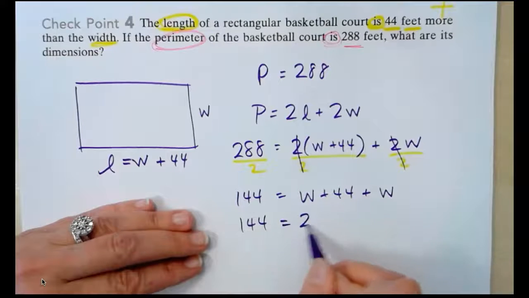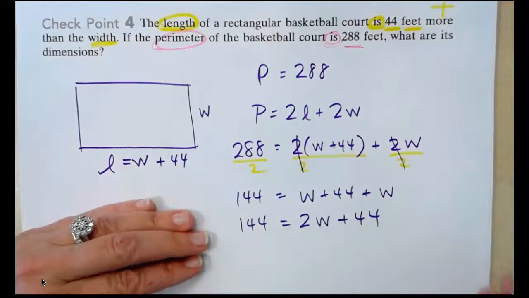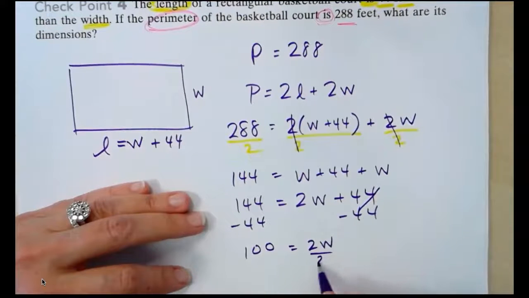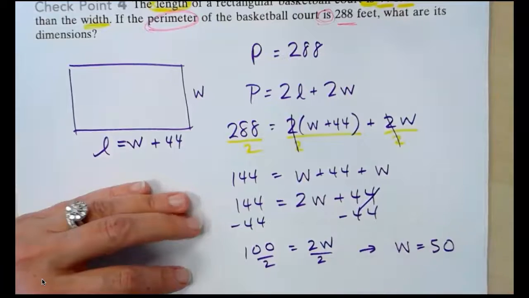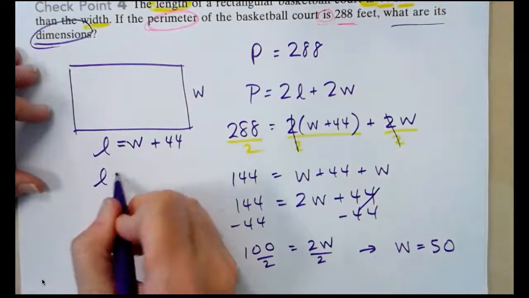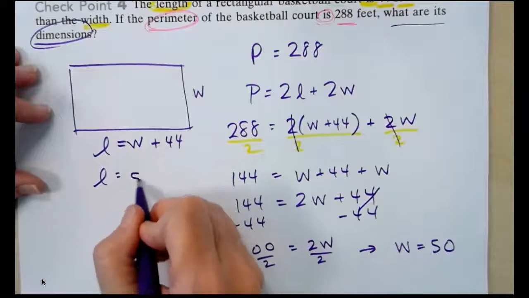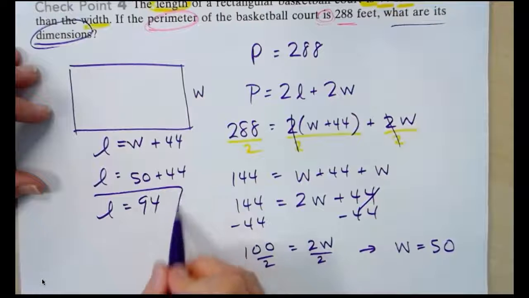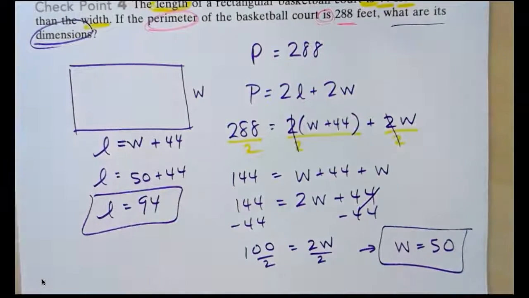Combine like terms. And solve. Minus 44, minus 44. 100 equals 2W. So if 100 equals 2W, divide by 2, work this way. W equals 50. What are the dimensions? Don't just stop at the width, go for the length. The length is the width plus 44, 50 plus 44. That is 94. The length is 94, the width is 50, and that is a recap of your last 2 days of class.